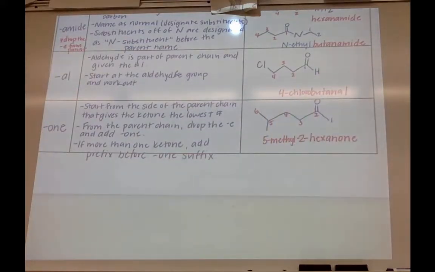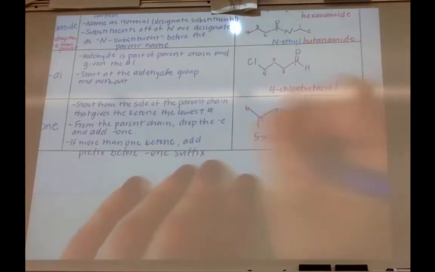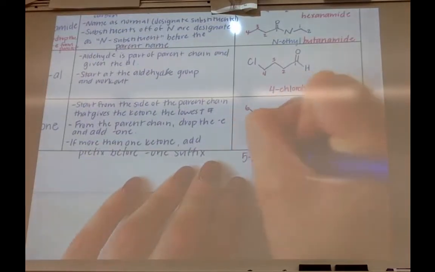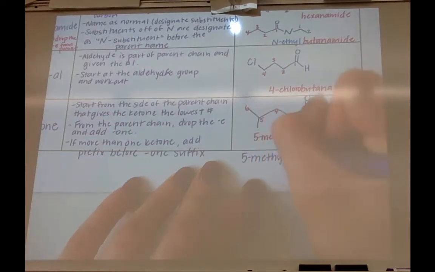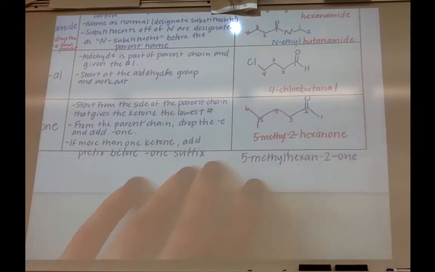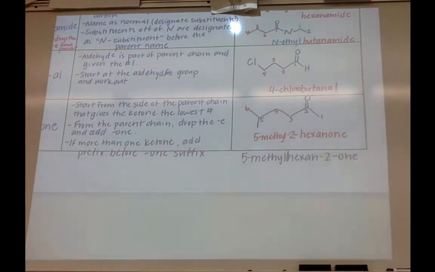Now, if you are someone who liked writing the alkene number in the middle, it would be the same for this. Here's what that would look like. It would be 5-methylhexan-2-one. Alright, 5-methylhexan-2-one. No space between the methyl and hexane.